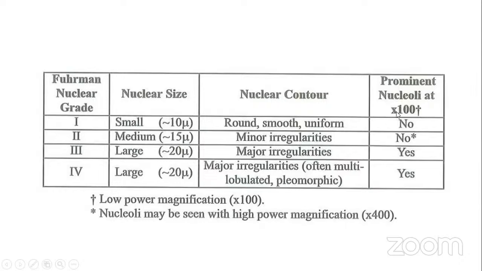low power magnification. Grade 2 is medium, as I mentioned, with nuclear size about 15 microns, and the nucleus has minor irregularities, which do not appear at 100 times low power magnification.